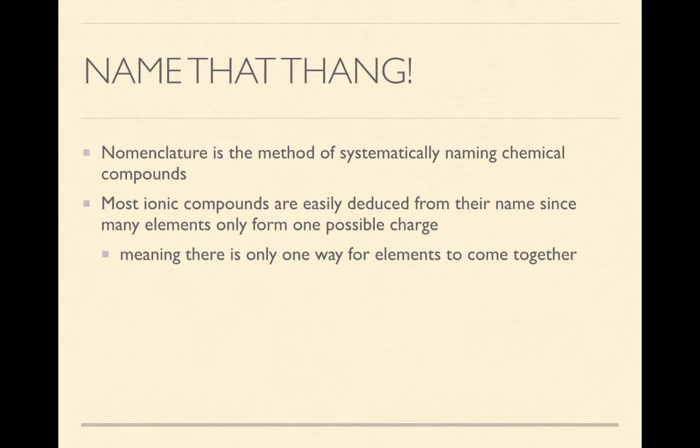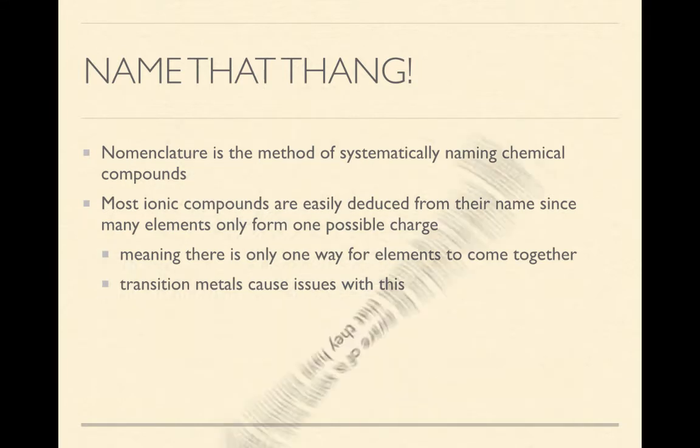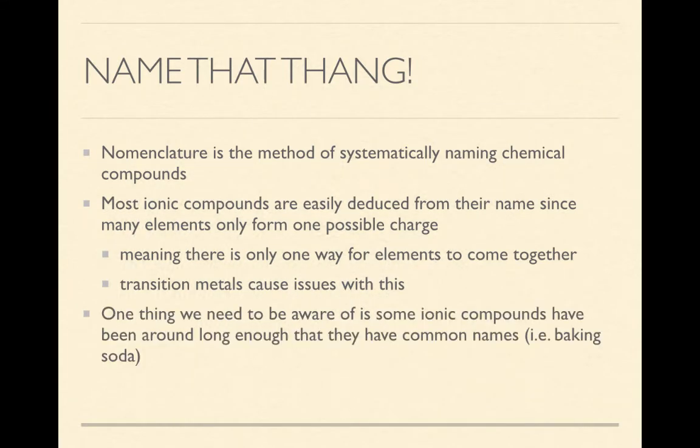Now, if an element can only form one possible charge, and we have two of those coming together, it means there's only going to be one way for those elements to come together to get a zero charge. Now, the transition metals always cause problems, and we're going to address those here in just a little bit as well.